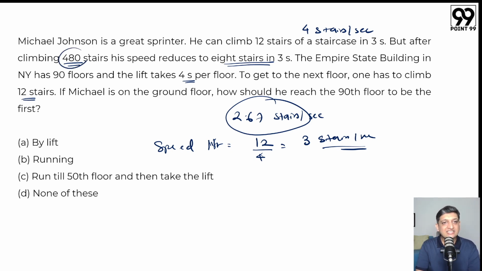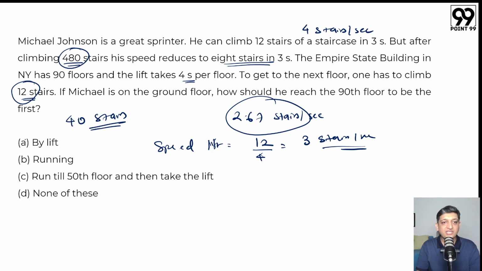Now 480 stairs are there, and we know every floor has 12 stairs. There will be 40 stairs that Michael Johnson will be able to sprint at a faster speed compared to the lift, but after that Michael Johnson will have to take the lift to reach the top. So the answer should be he will climb the 40 stairs by himself, and then the remaining 50 stairs he will climb using the lift.